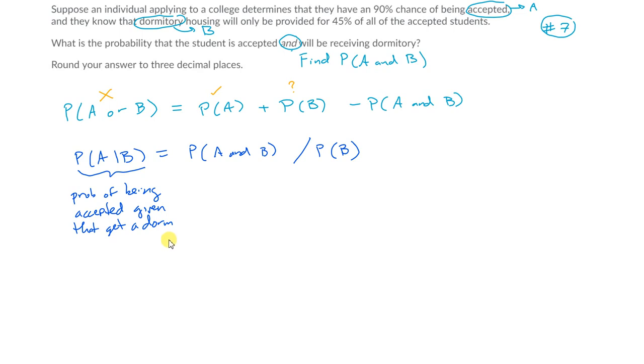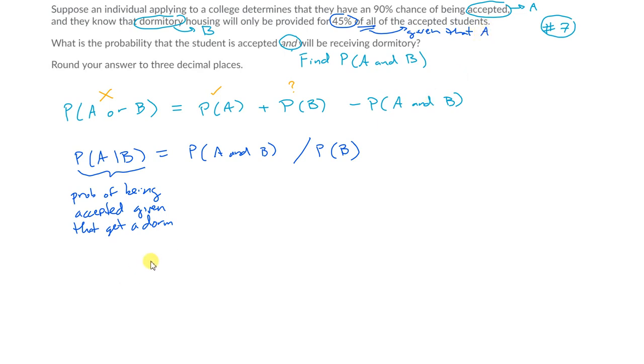Is that what they're giving us? The probability of being accepted, given that you get a dorm room? No, they're giving us the probability of getting a dorm. The 45% is the probability that you get a dorm given that. When they say of all, that means given that you're an accepted student. So if you're an accepted student, there's a 45% chance you'll get a dorm. So they're giving us the probability of B given A. So given that A has occurred, that you're accepted.